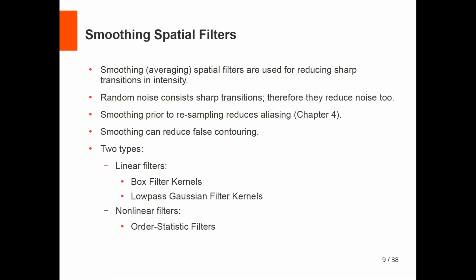So there are two types of smoothing filters. In fact, there are more than two types of smoothing filters, but in general, we have linear filters or non-linear filters. In the class of linear filters, we can have box filter kernels and low-pass Gaussian filter kernels as examples. And for the nonlinear filters, we can have order statistic filters. For example, a median filter is one of the order statistic filters.